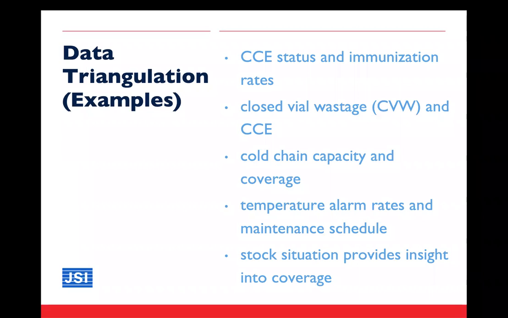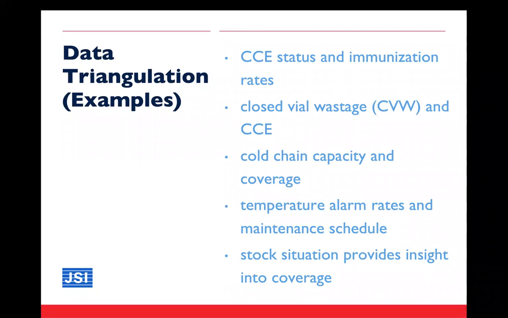Another one we can look at is to compare data on closed vial wastage and cold chain equipment. If we see higher levels of closed vial wastage, we could compare it to our cold chain equipment status and see what portion of closed vial wastage might be due to cold chain equipment malfunction, or if it's due to other reasons, such as expiry. Different causes of closed vial wastage will give us different actions to take to address the problem.